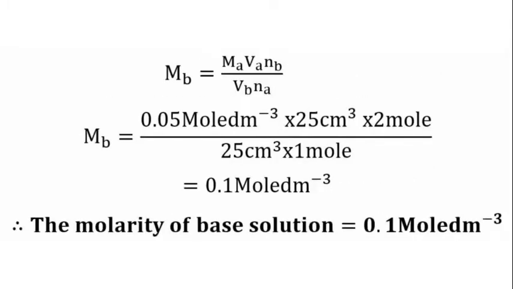When you substitute in the formula, molarity of base is equal to molarity of acid times the volume of acid times the number of moles of base, divided by volume of base times the number of moles of acid. And our calculation is 0.05 molarity of acid times 25 volume of acid times 2 moles of base, divided by 25 times 1 mole of acid, and the molarity of base is equal to 0.1 mole per decimeter cube. That is procedure number 2.